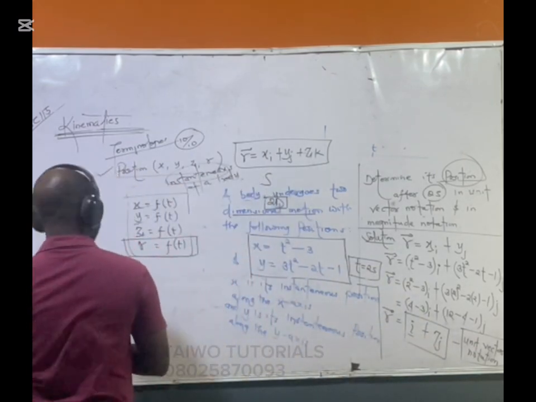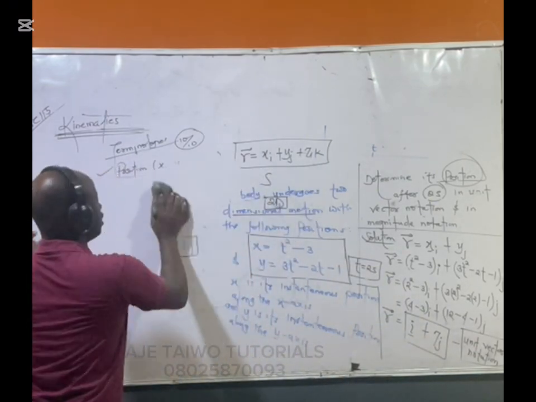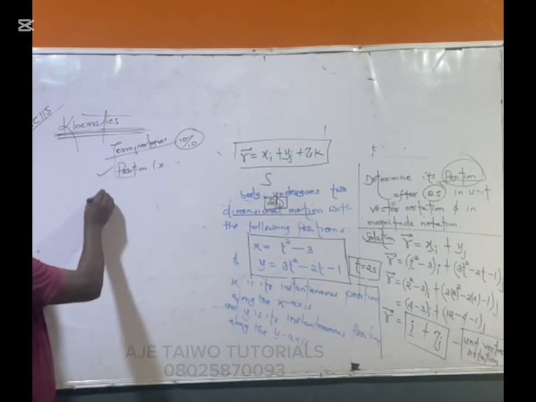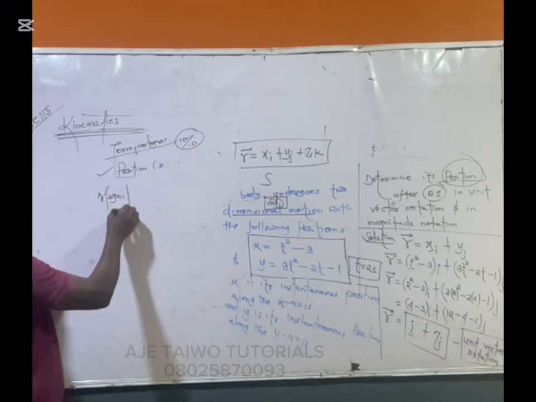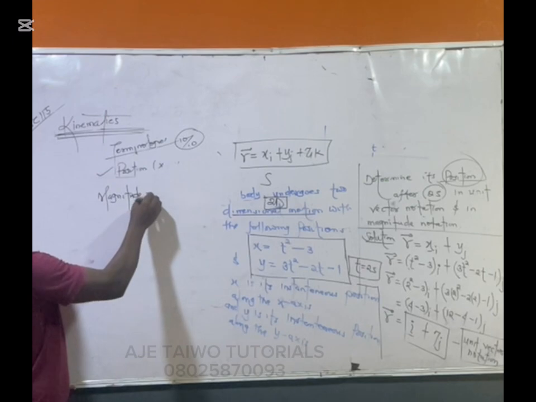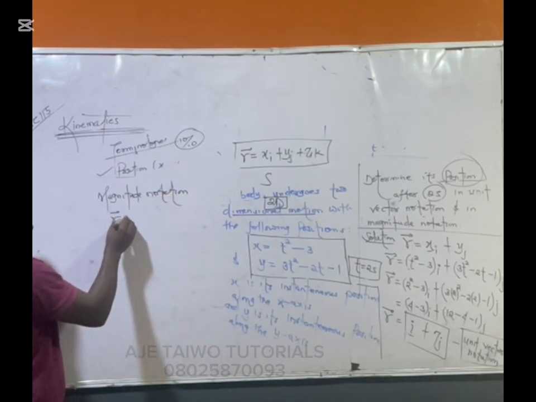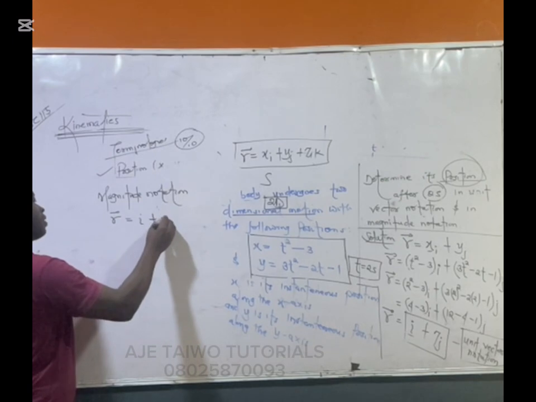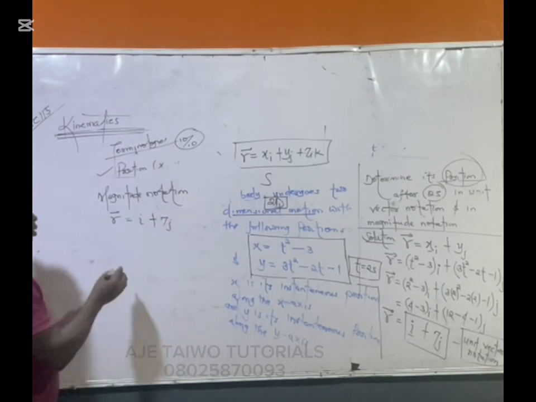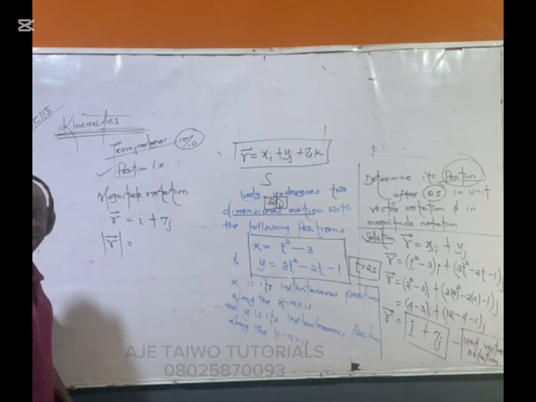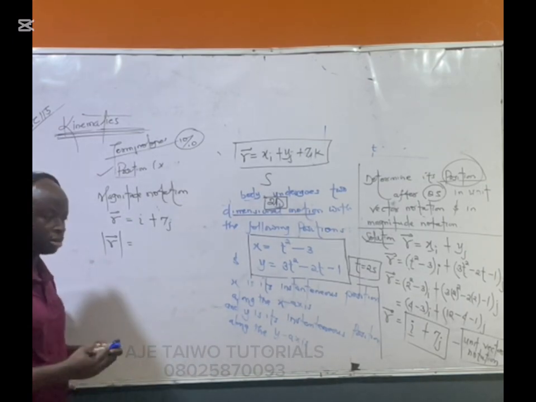Let's now see the answer. What will be the answer in magnitude and direction notation? In magnitude notation, your R is i plus 7j. You are finding the magnitude of R. How do you find the magnitude of a vector? Anybody?